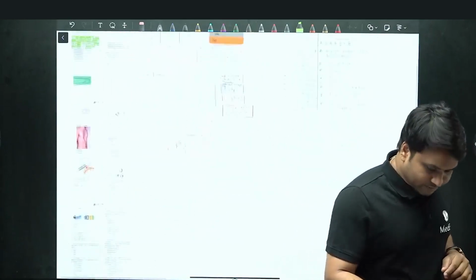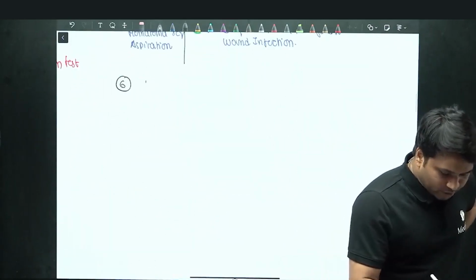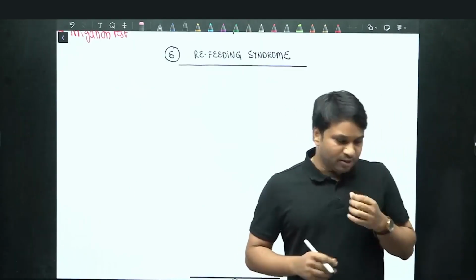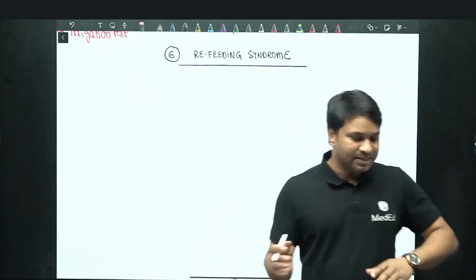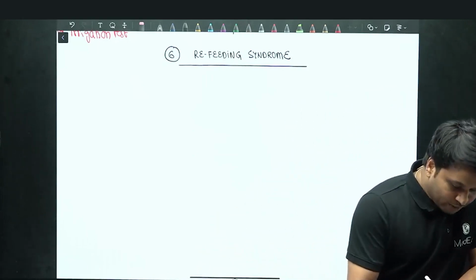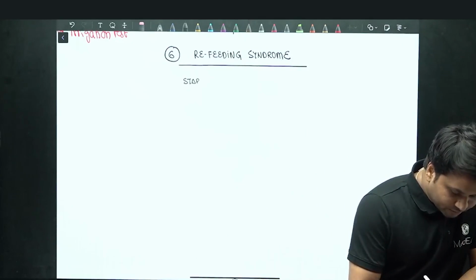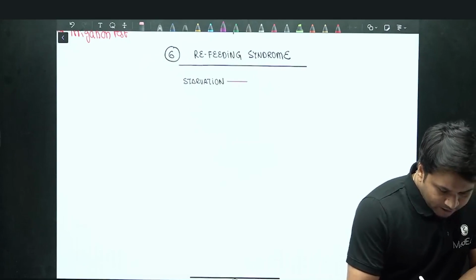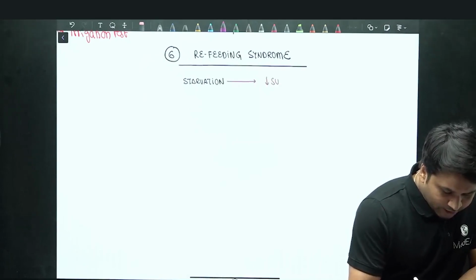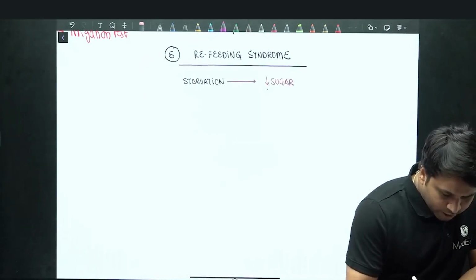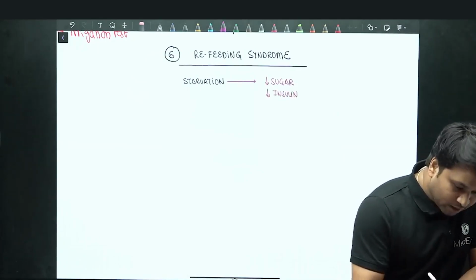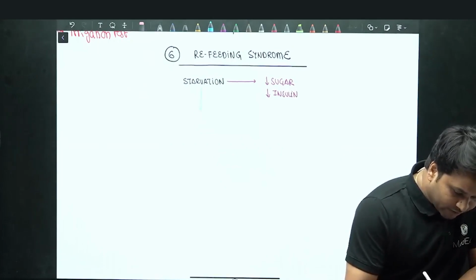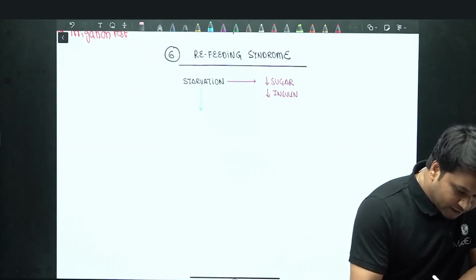So question number 6. To talk about question number 6, we're talking about refeeding syndrome. Now, when we talk about the refeeding syndrome, it occurs when a patient is being starved for a long duration of time. When the patient is in starvation, he will have low sugar intake. When there's low sugar intake, there will be low insulin secretion. Now, this patient who is starving, we suddenly give the patient food.